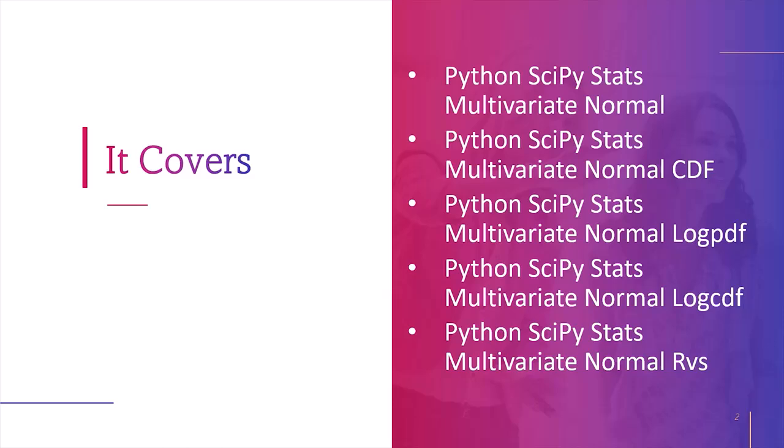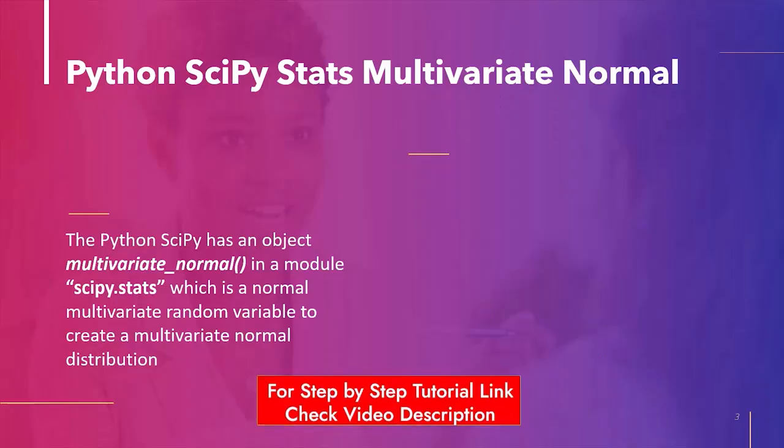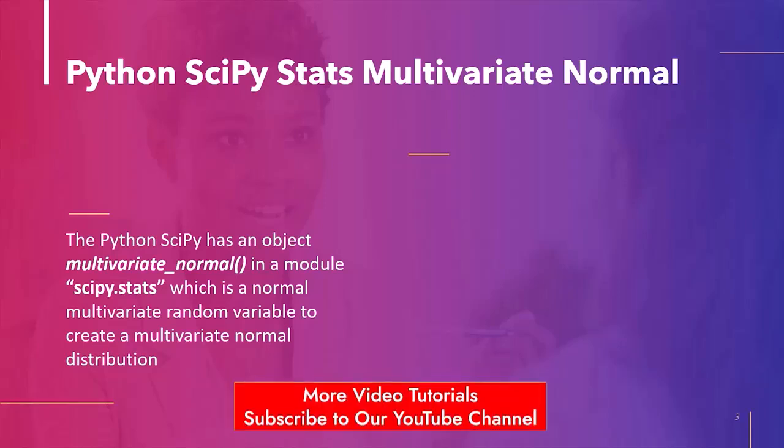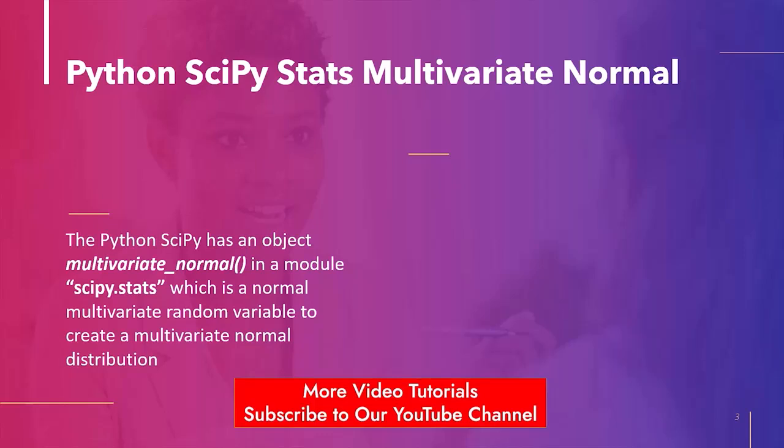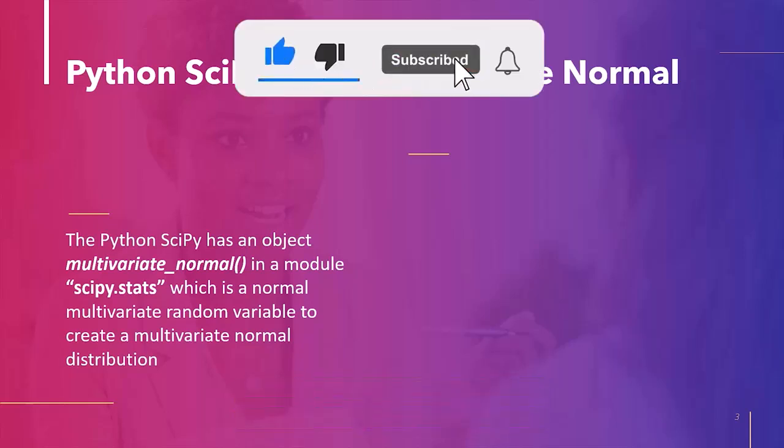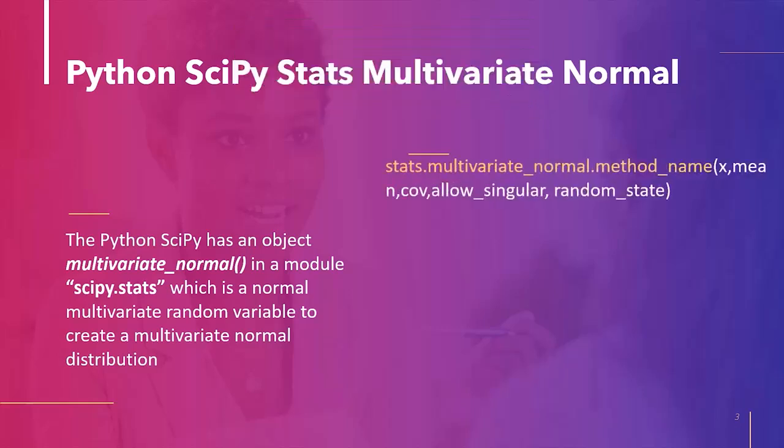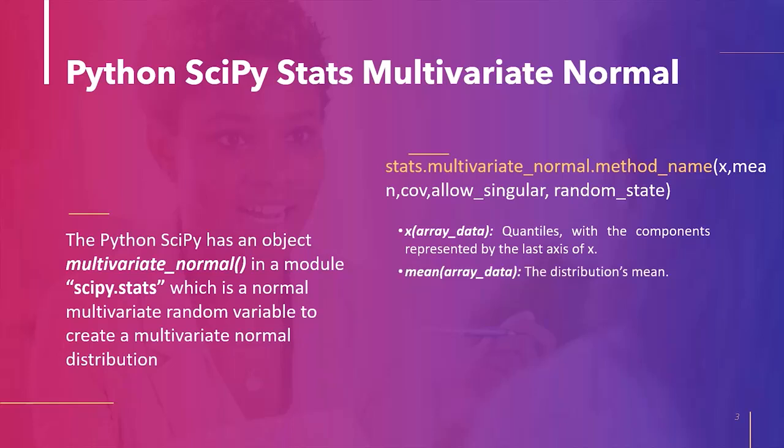Now move to the first topic, Python SciPy stats multivariate normal. Multivariate distributions provide comparison between two or more variables as well as the relationship between them. Any univariate distribution with a single random variable has a larger multivariate distribution. The syntax of the method is as follows, where the parameters are x, which represents quantiles with the last axis of x denoting the components. Mean, which is the mean of the distribution. By default, it is 0.